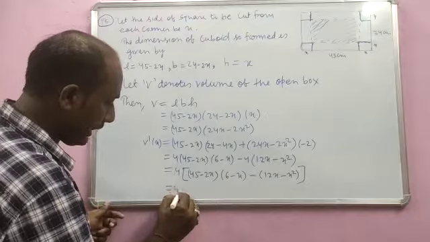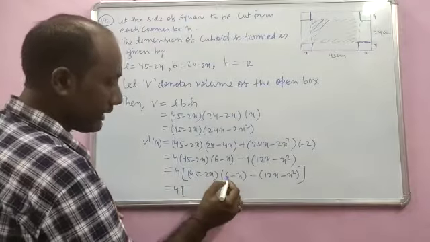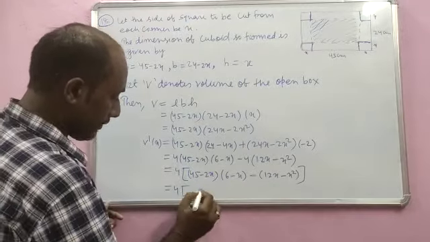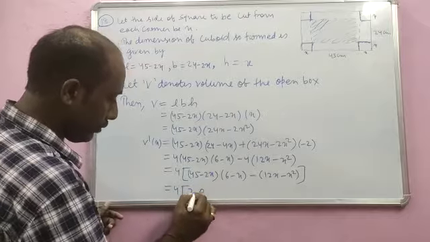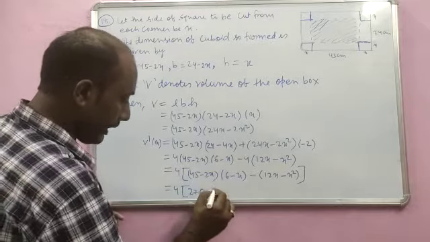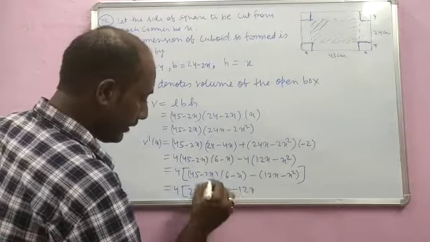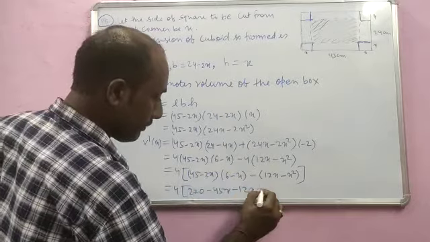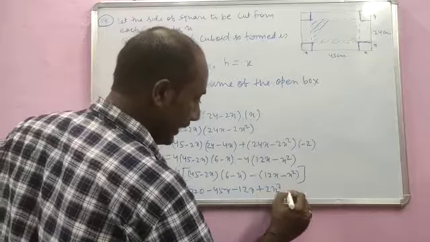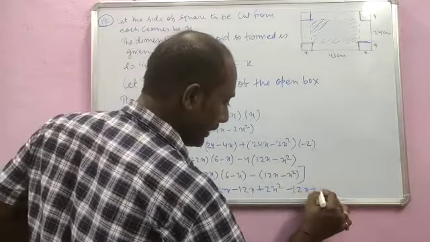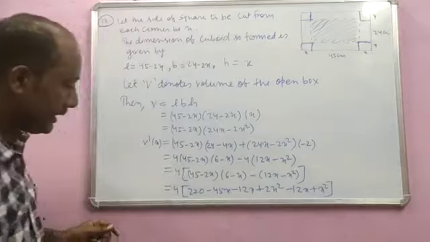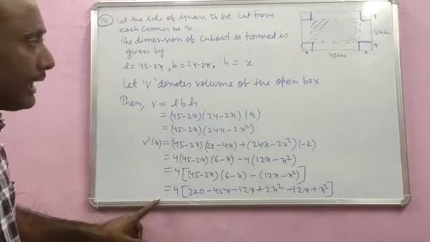Now you will multiply this. So 45 into 6, that is 6 5s are 30, and 6 4s are 24, so 270. 45 into x, minus 45x, minus 2x into 6, minus 12x, minus 2x into x, plus 2x square, and the bracket will get removed, minus 12x plus x square. So this is the value which you will get for v dash x.